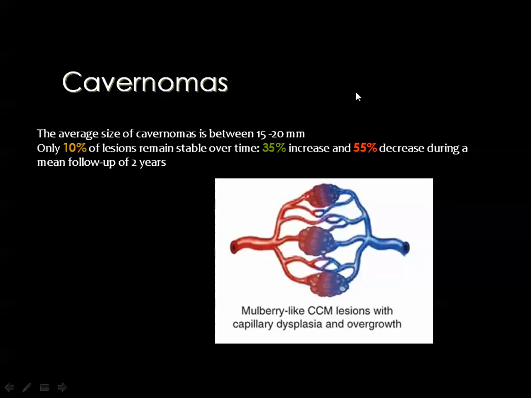Cavernomas, or cavernous hemangiomas, are abnormal lesions at the capillary level. Then 10% of the lesions will remain stable over time, 35% will increase, and 55% may decrease on the follow-up scans. And you should know that the usual size of this cavernoma is between 1.5 centimeter up to 2 centimeter. However, some of the cavernomas may be larger than this.